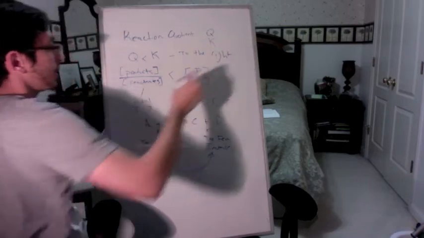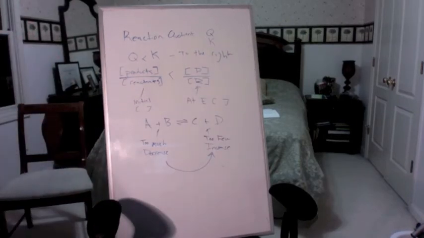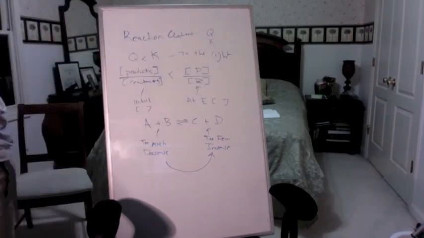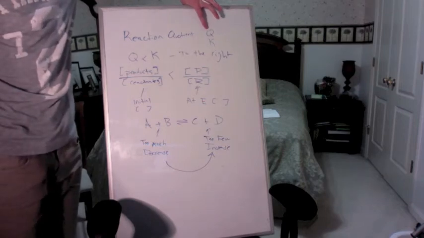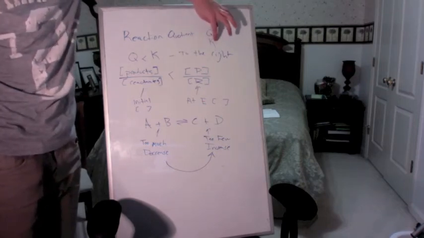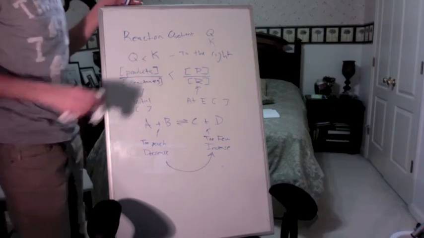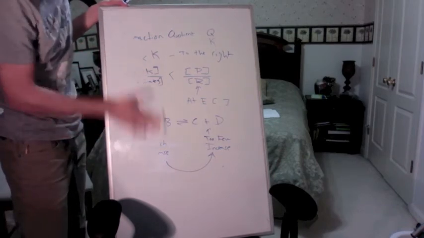Okay. So that's a reaction quotient. That's a relationship between the reaction quotient and equilibrium constant. So just in summary, this is at initial concentrations. This is at the equilibrium concentrations. And so always keep that in mind so you don't get confused.